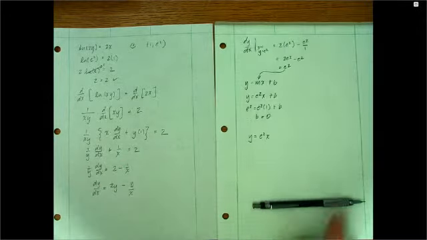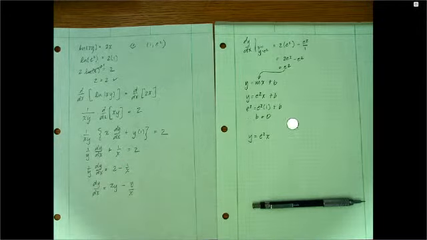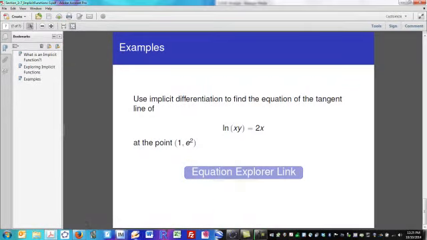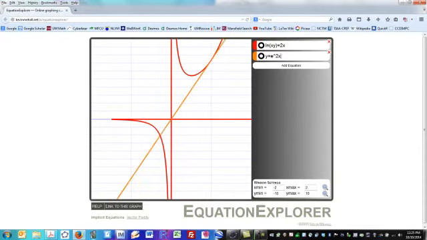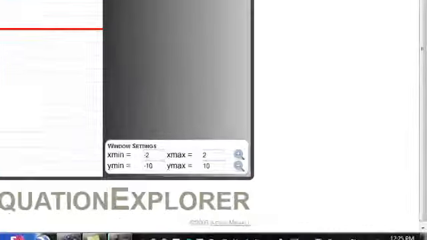Let's go back to the Equation Explorer and see if that's really the case. So let's go ahead and put in the function y equals e squared x. And that looks really nice. It does seem like it does pass through the function or have the same point as the function, and it appears tangent to the function at that particular point 1 comma e squared.